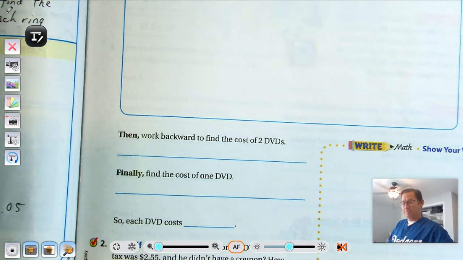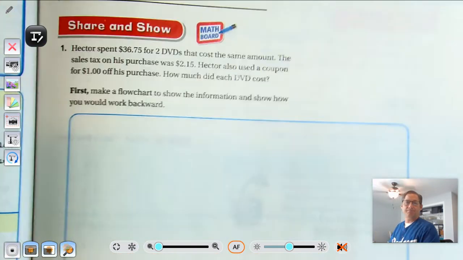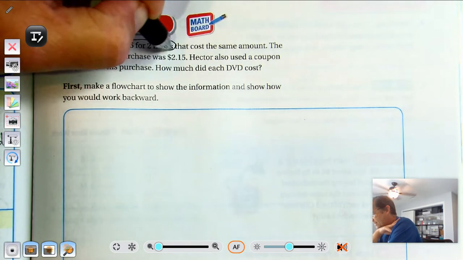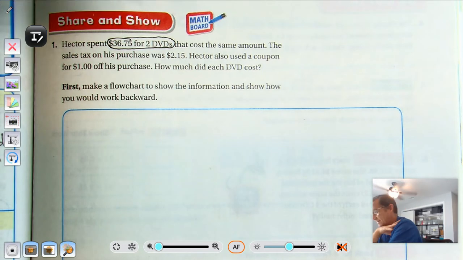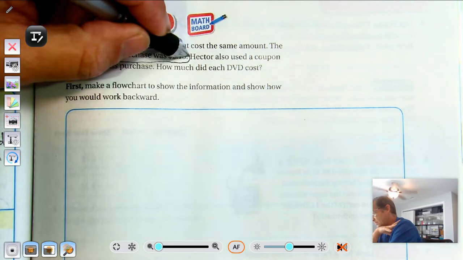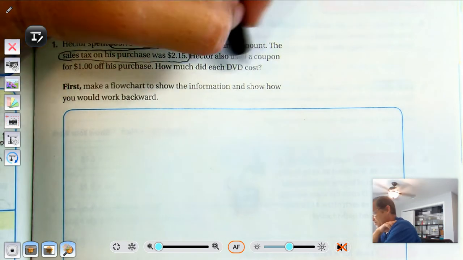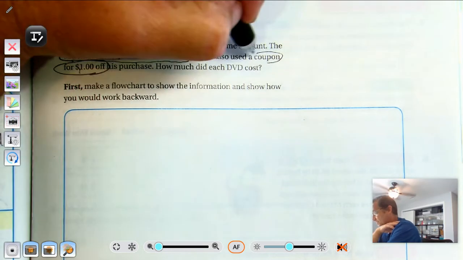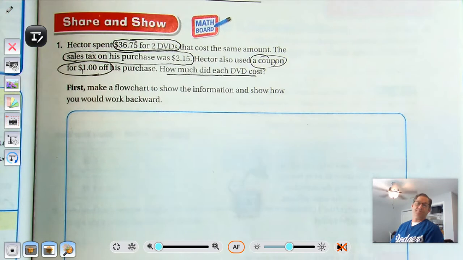All right, let's continue on to page 241. All right, Hector spent $36.75 for 2 DVDs, which cost the same amount. The sales tax was $2.15. He used a coupon for $1 off. So how much did each DVD cost?